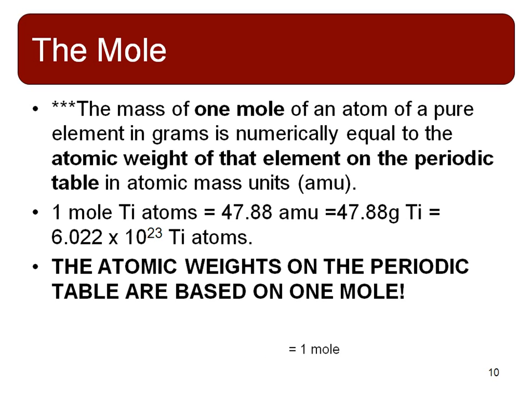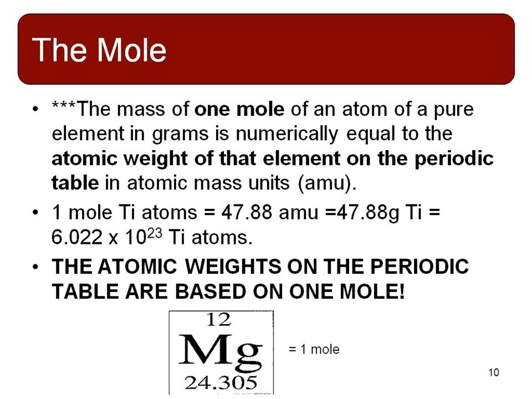Okay, so what does this tell us? One mole of a pure substance is equal to whatever the atomic weight of that element is on the periodic table. This is a key concept to understanding how we're going to relate the mole and grams and atomic mass.